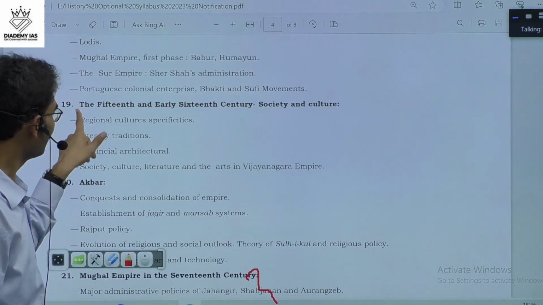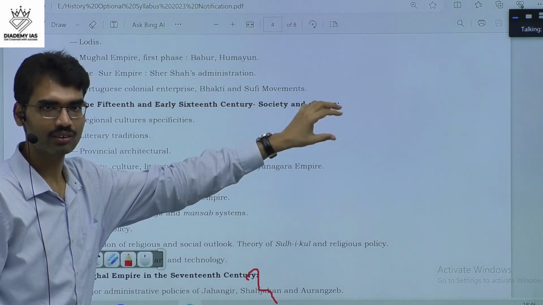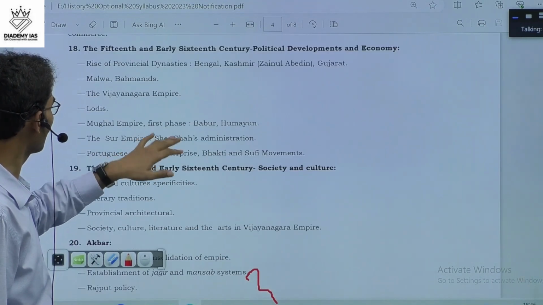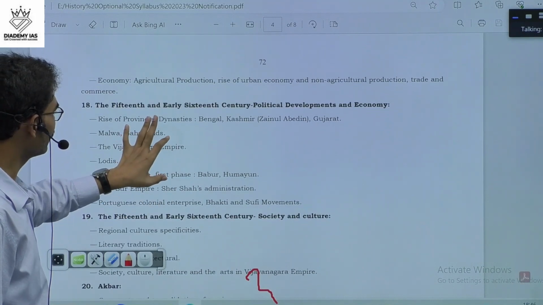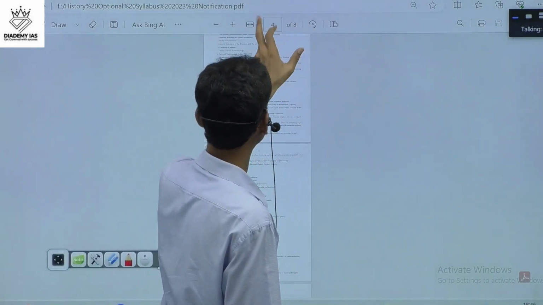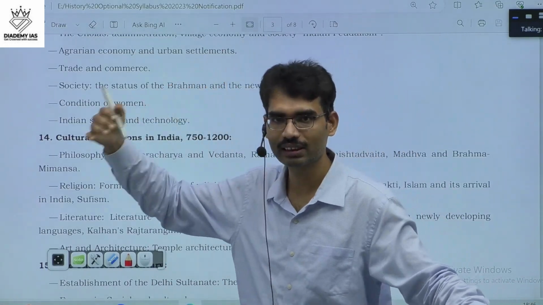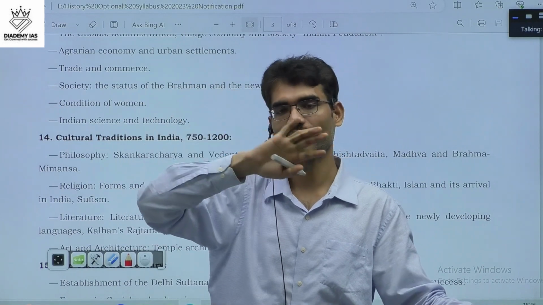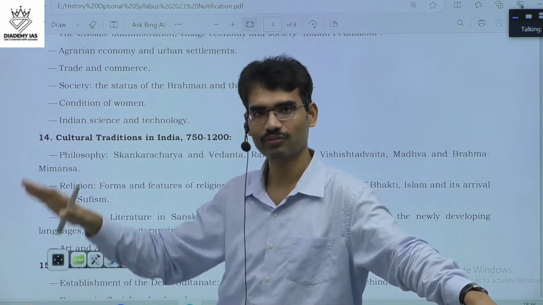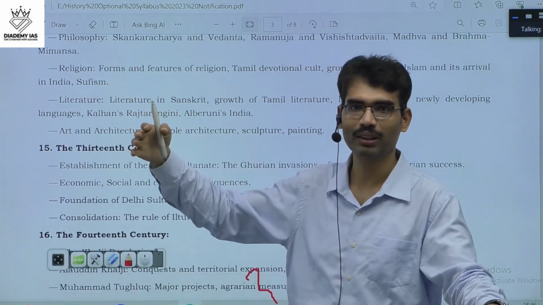Then 19th, the 15th and early different timeline, society and culture. How society was there, how culture was there. Then if we go above 18th, the 15th and early 16th, political developments and economy. Now, even without seeing your notification, you can have a rough idea that for different timelines, these are the 5 dimensions we need to study. This is all about paper 1.